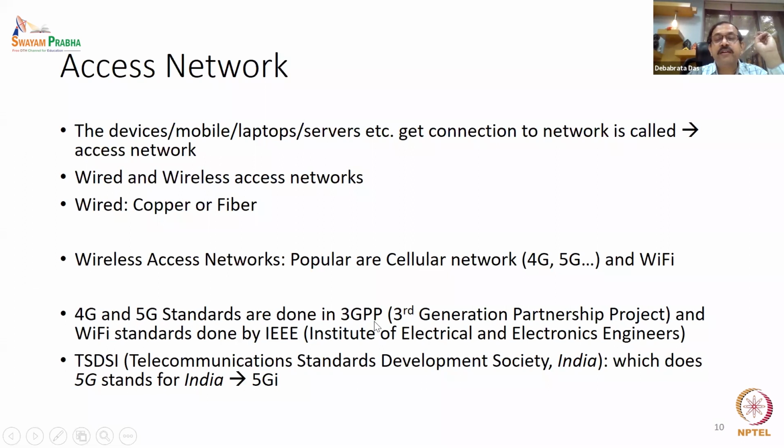4G and 5G standards are made in 3GPP, the Third Generation Partnership Project. If you are in BTech or MTech going for a job, at any top MNCs they mainly work on standards. 3GPP comes under the ITU. All 4G standards, and the 5G standards now coming up, are by 3GPP. And the Wi-Fi standard is done by IEEE, the Institute of Electrical and Electronics Engineers.